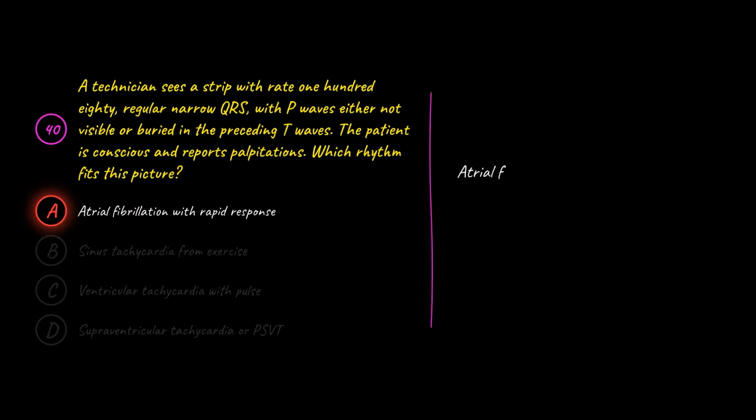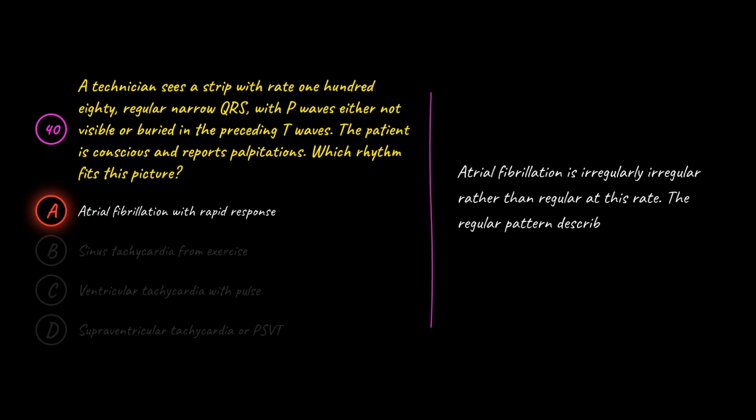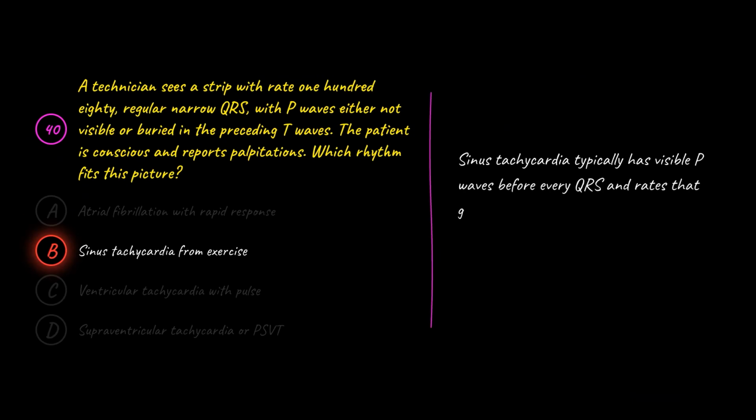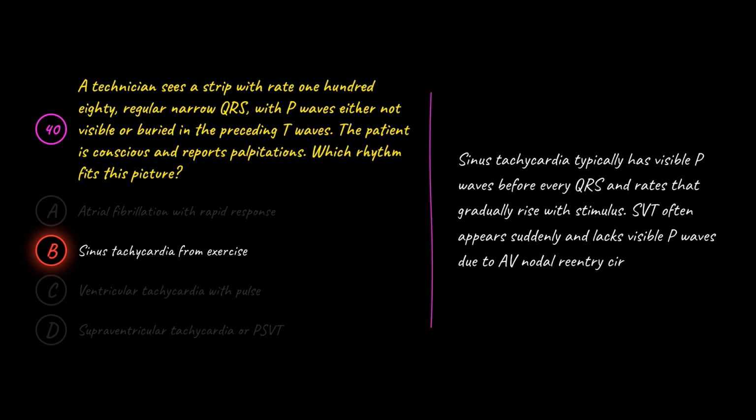A is wrong because atrial fibrillation is irregular rather than regular at this rate. The regular pattern described rules out fibrillation as the underlying rhythm. B is wrong because sinus tachycardia typically has visible P waves before every QRS and rates that gradually rise with stimulus. SVT often appears suddenly and lacks visible P waves due to AV nodal reentry circuits.